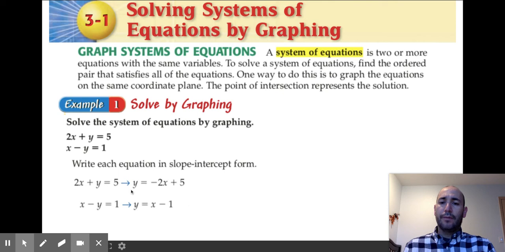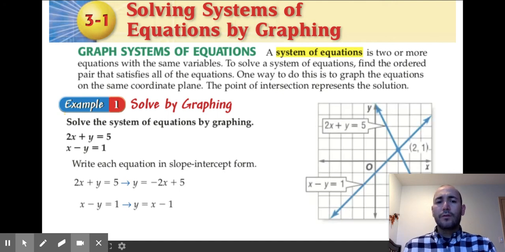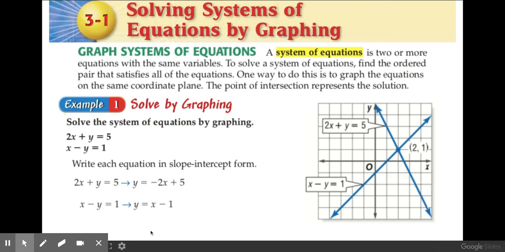All I did to get from here to here was solve the equation for y, get y all by itself. You have had plenty of practice solving equations, but if you need a reminder, please feel free to ask. So now I can go ahead and graph them on a coordinate grid. I would take this information right here: a y-intercept of positive 5 and a slope of negative 2, down 2 over 1, down 2 over 1. And then this line, I could take from this equation here: slope of positive 1, y-intercept of negative 1. So I start at the y-intercept of negative 1, up 1 over 1, up 1 over 1. That would make this line.